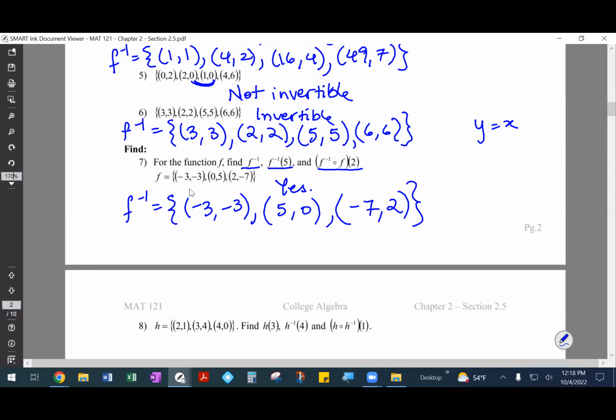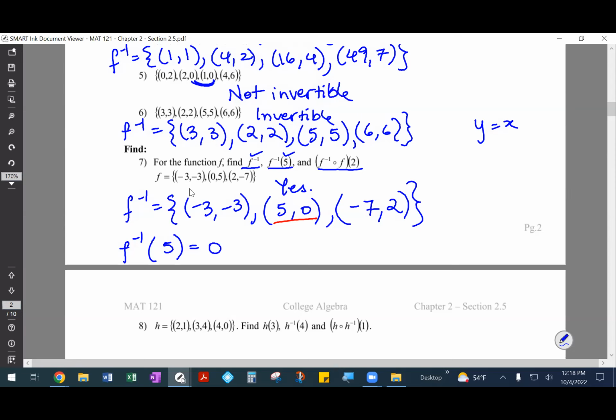Okay, now that you have your inverse function, the next part, so we took care of this one, the next part is asking you to find the inverse at 5. So go to the inverse function, find the ordered pair, and what will our answer be for f inverse at 5? Yeah, very nice, because this is the ordered pair you are looking at. So that will give you 0.